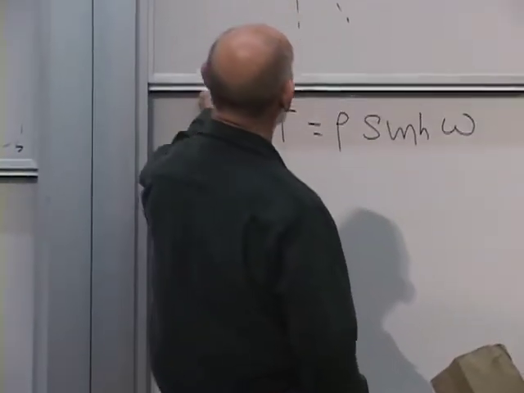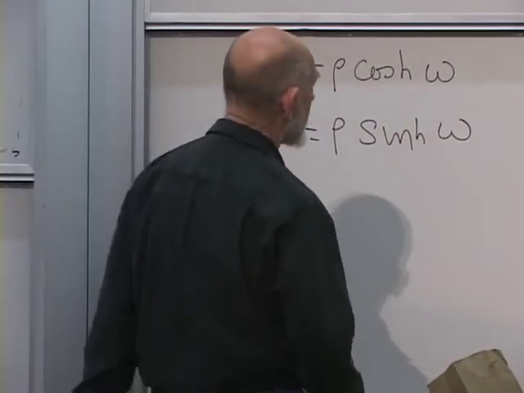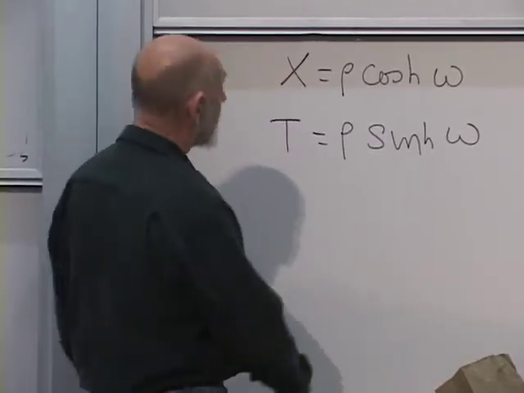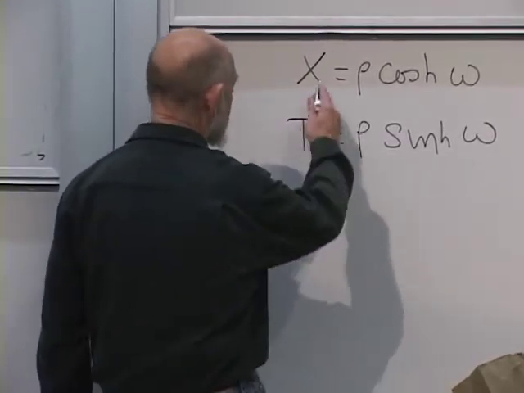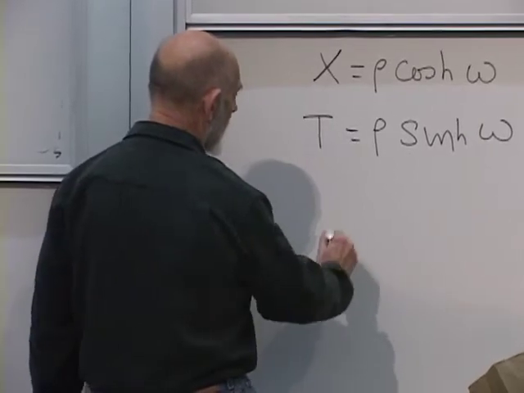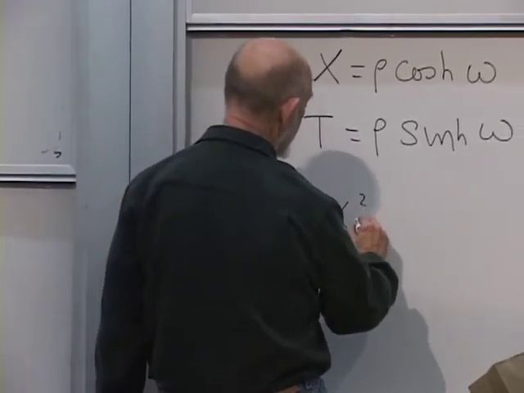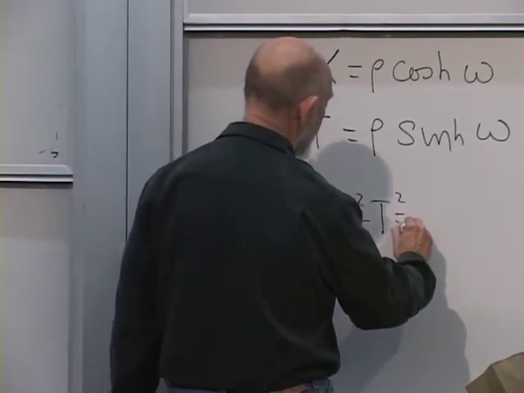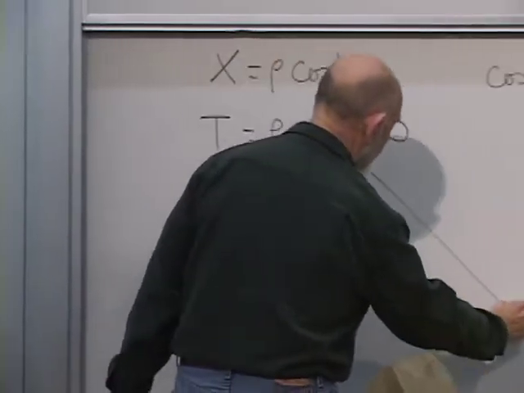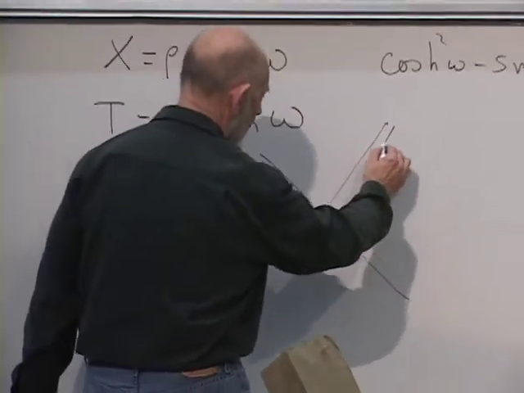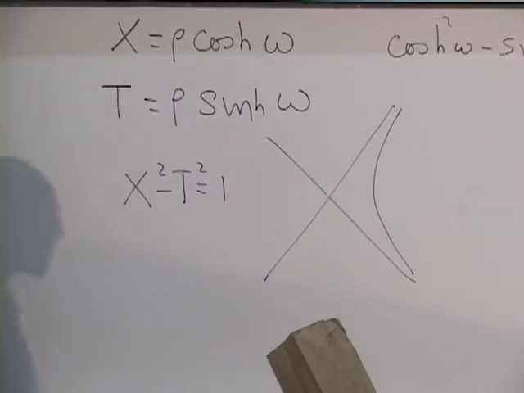We do the same thing, except not with a circle, but with a hyperbola. Let's take the hyperbola, not x squared plus y squared equals 1, but x squared minus t squared equals 1. So take the hyperbola, x squared minus t squared equals 1. That's a hyperbola that looks like this.